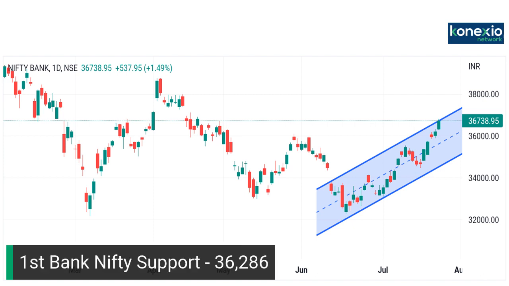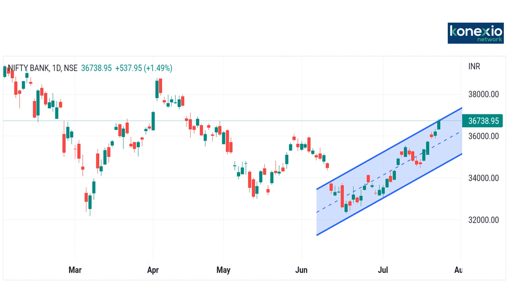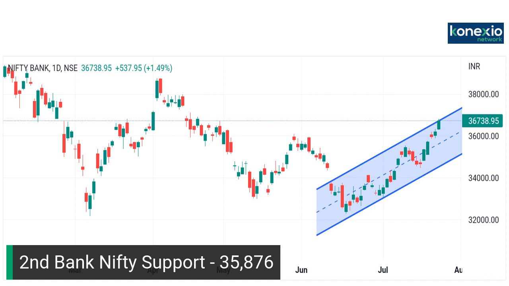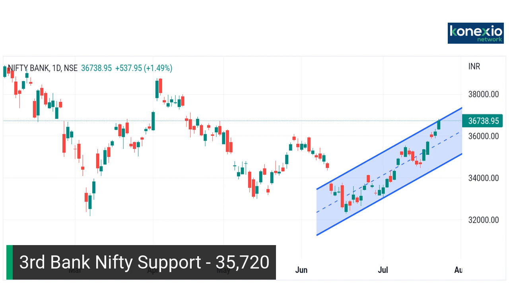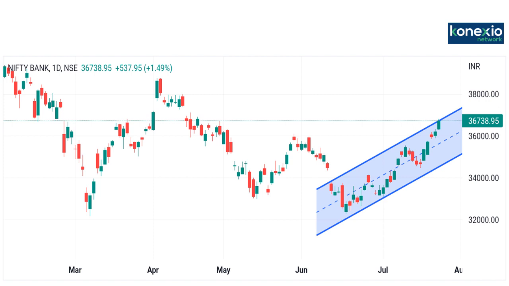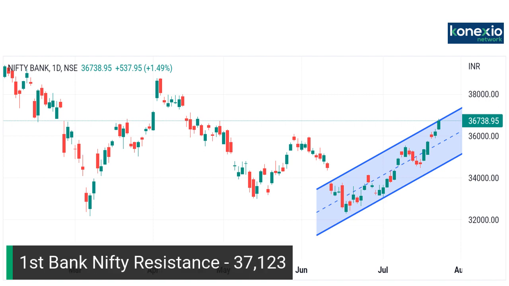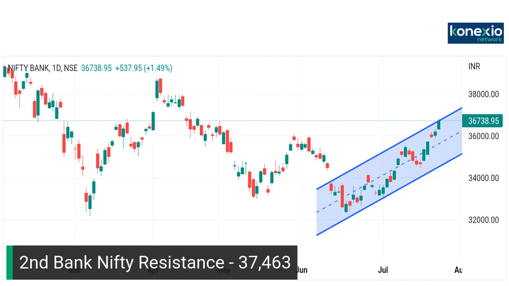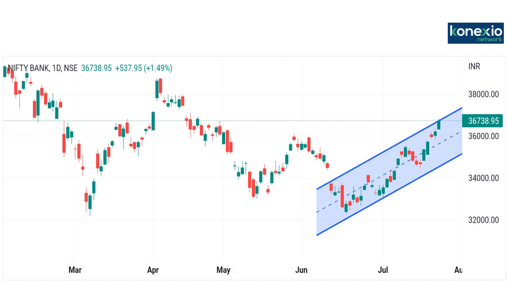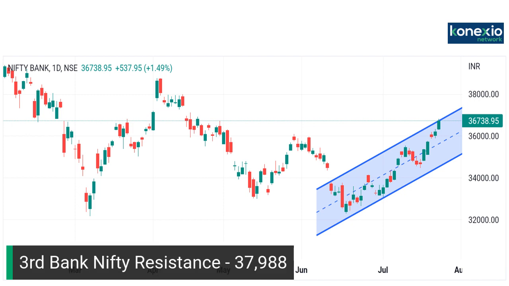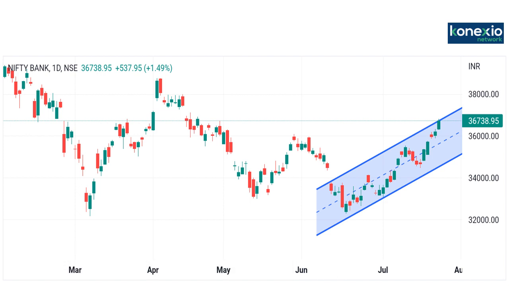The important support in Bank Nifty is placed at 36,286, which is the first support. Second support in Bank Nifty is placed at 35,876, and third support is placed at 35,720. Whereas on the upside, the first resistance is placed at 37,123. Second resistance is placed at 37,463, and third resistance is placed at 37,988. So these are the important support and resistance levels in Bank Nifty.